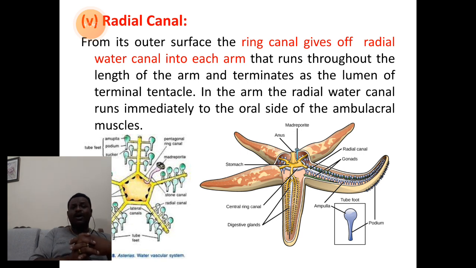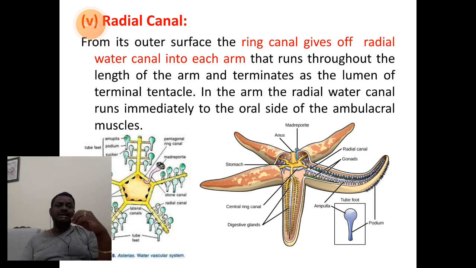The radial canal allows the water to move from the ring canal to the radial canal system, then into the lateral canals. So it's a conducting canal that allows the water to move from the ring canal into the podial canals or the lateral canals.